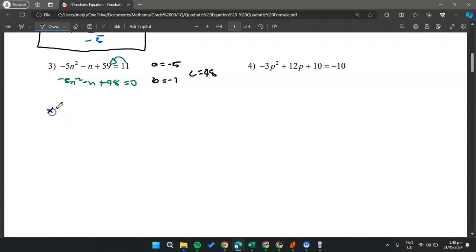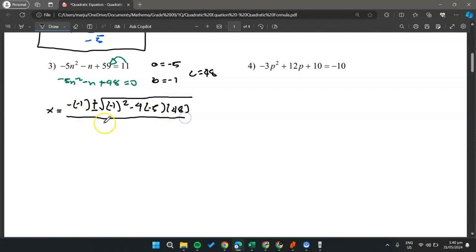So we will do x is equal to negative b. So we have negative of negative 1 plus minus the square root of b squared, minus 4 times a, which is negative 5, times c, which is 48. And then again, everything is all over 2a, or 2 times negative 5. Now, what we're going to do is again simplify.